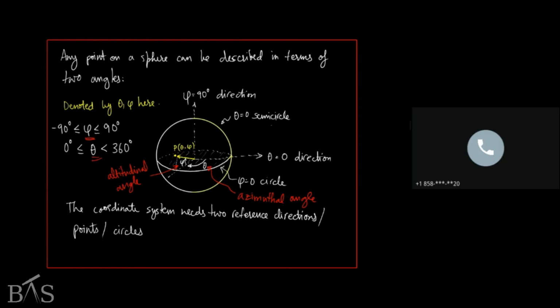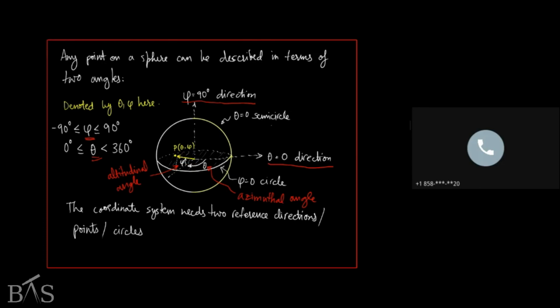Okay, so this is how you usually set up a coordinate system on a sphere. And you need two reference points or two reference circles or two reference directions to construct such a coordinate system. In this example, this is the phi equals 90 degrees direction, and here the theta equals 0 degrees direction. So once I give you these two directions, you can construct the coordinate system, okay?